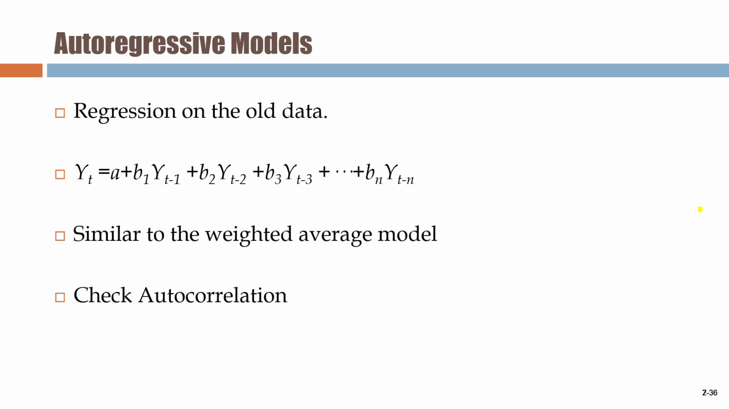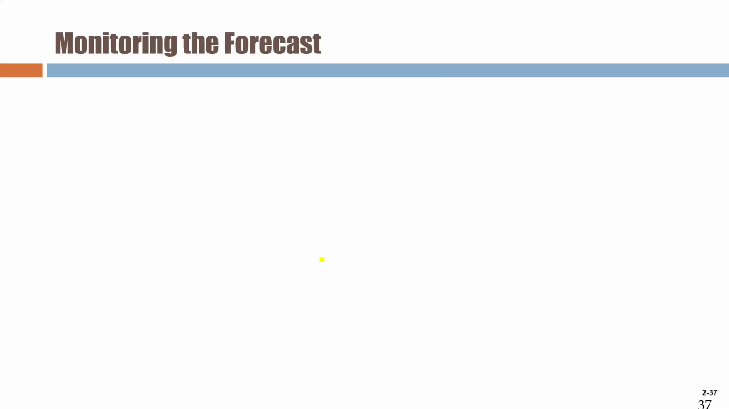Auto-regressive model. We already talked about it. If you use old data, it is the same value but old information, and if you run the regression, that's what we call the auto-regression. So we have to check if there is autocorrelation or not. We already learned that.